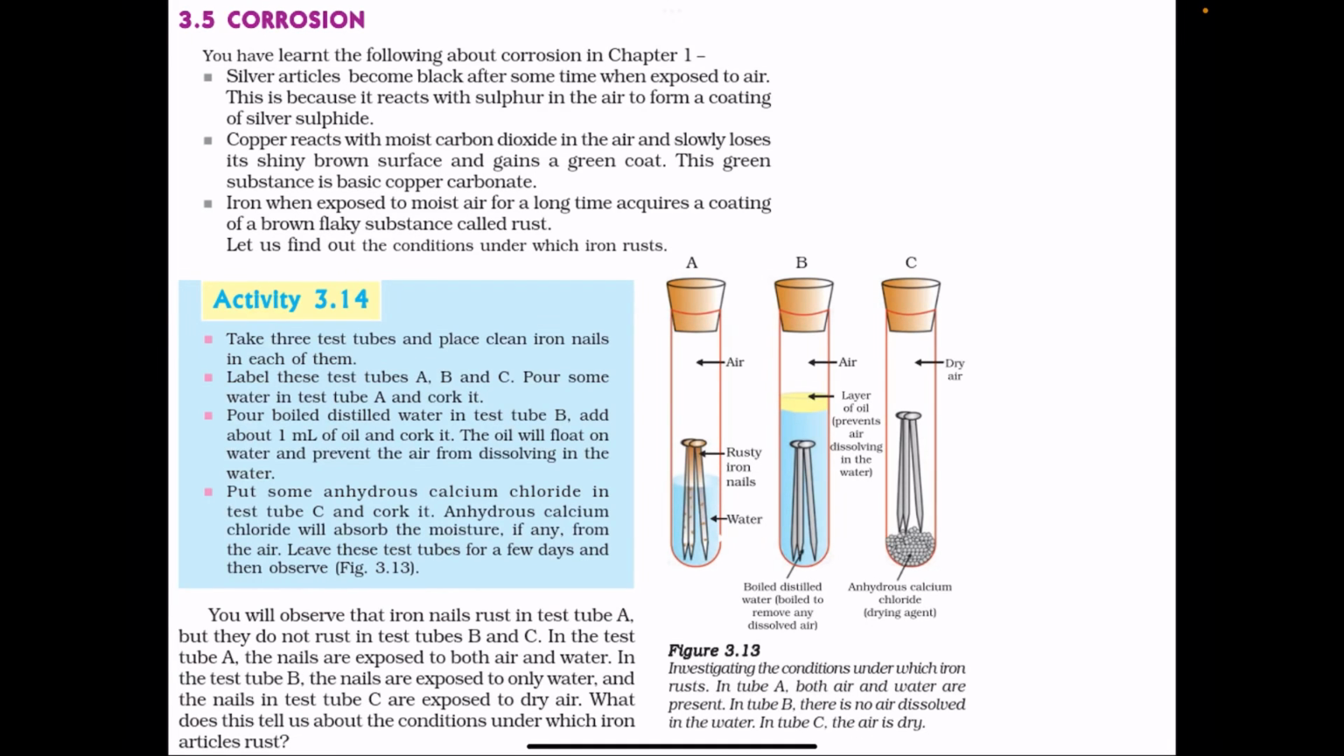Corrosion. What is corrosion? Some metals which are very reactive or moderately reactive get tarnished when kept in air because of the coating of oxide or carbonate or hydroxide formed on their surface, and this is known as corrosion of metals.